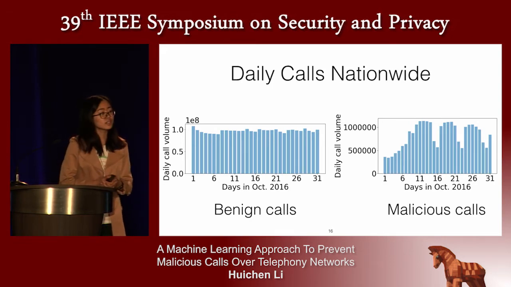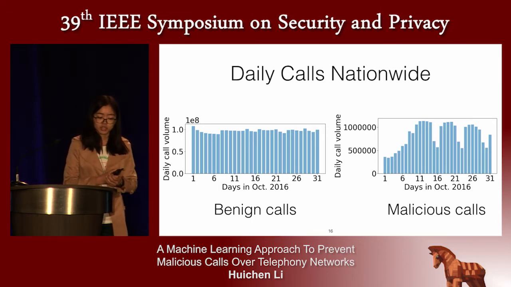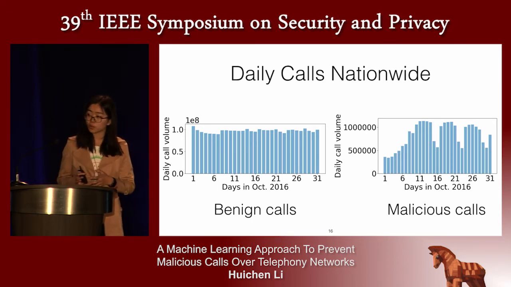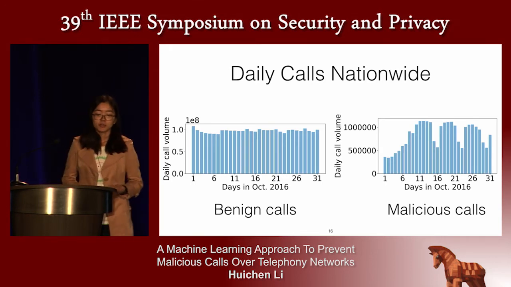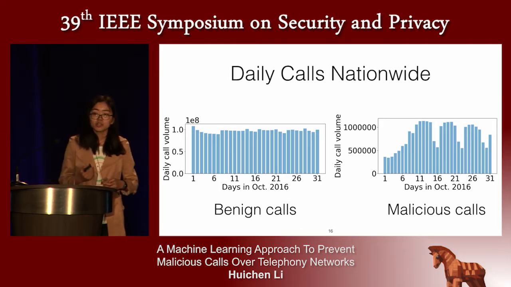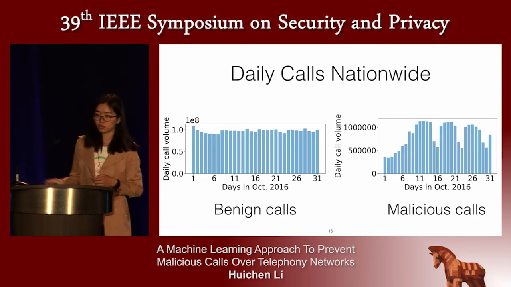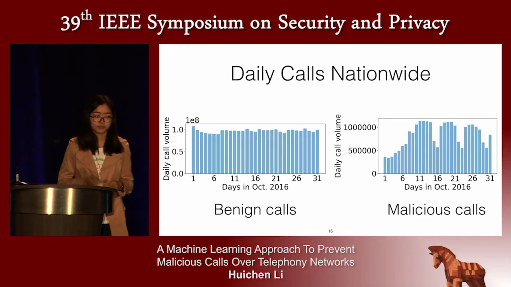This is the daily call volume in October 2016. Note that the first 7 days in October is the national holiday in China. So there are more benign calls during the first few days because people may send greetings to each other. But the malicious call volume is substantially less than usual. Also, you can notice that during the weekends, the malicious call volume almost halves.